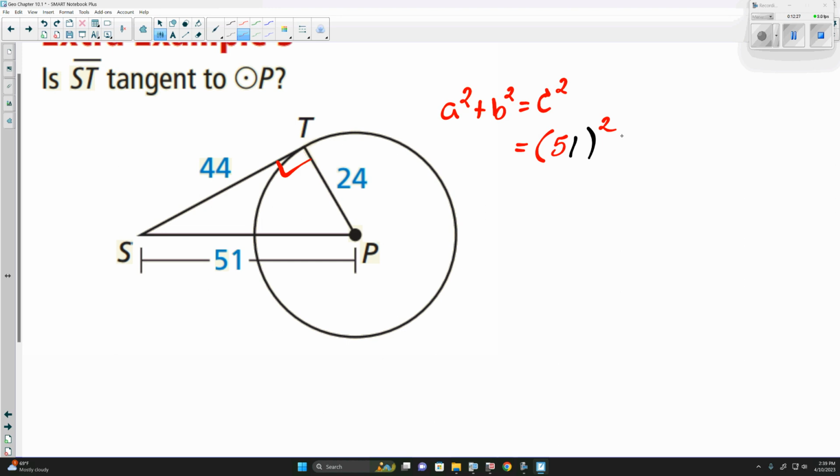C in this case would be 51, and it is in the right place. Because if we were given a length that's less than that, it wouldn't work out. So it should be opposite the right angle. Now the other two sides, A and B, are going to be our other two, 44 and 24. Now 24 squared plus 44 squared does indeed equal 51 squared. Then ST is tangent.